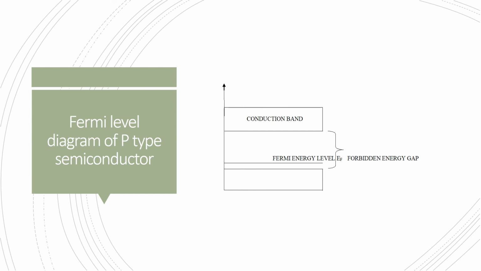At room temperature, a large number of positively charged holes are created inside a P-type semiconductor. Therefore, the probability of occupying the valence band, this is the valence band, is more, and thus the Fermi energy level shifts towards the valence band.